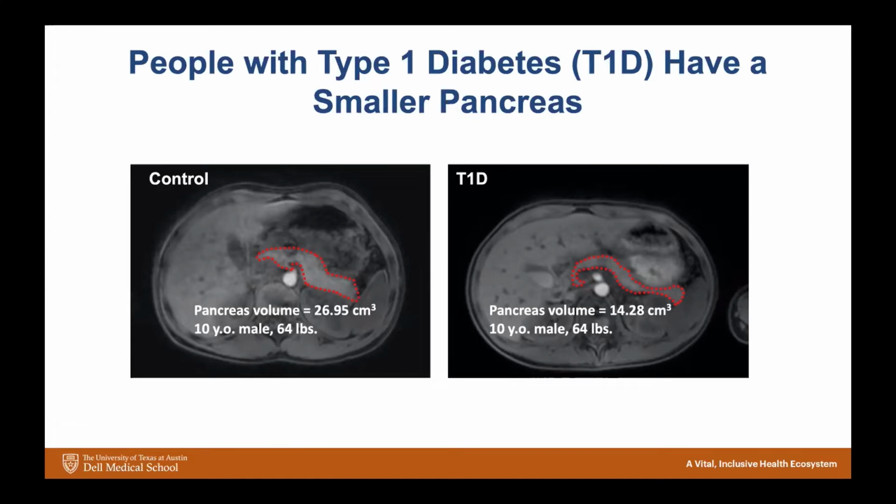And I've shown an example image from a control individual. This is a 10-year-old boy. He weighed 64 pounds, over on the left. To orient you if you're not used to looking at these kinds of images, these are axial slices. So imagine the magician trick of slicing someone in half. That's the view we're looking at here.